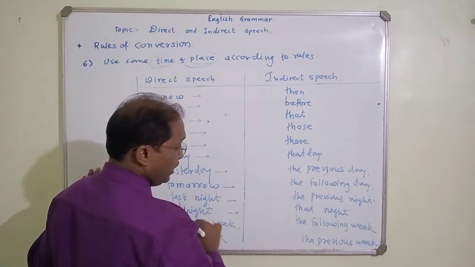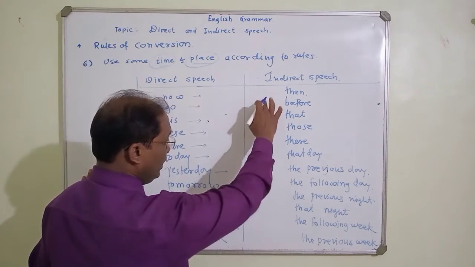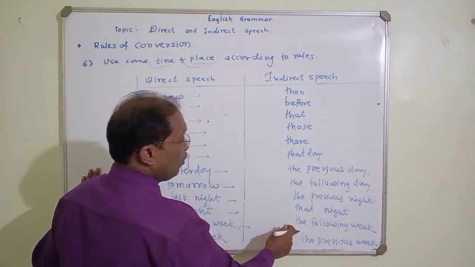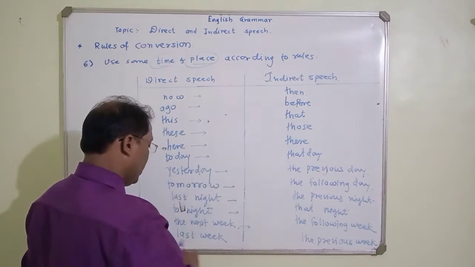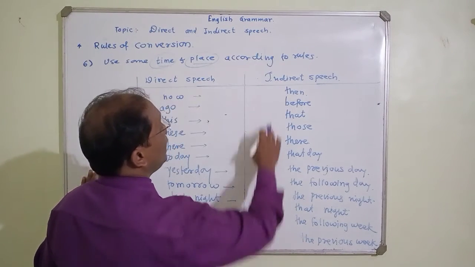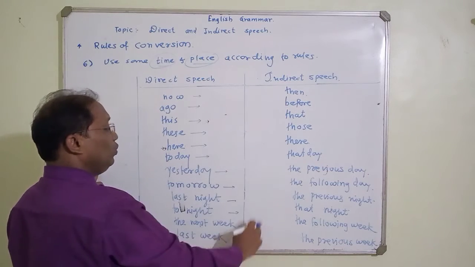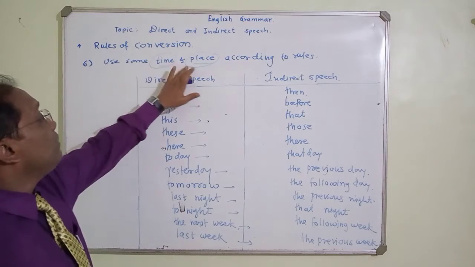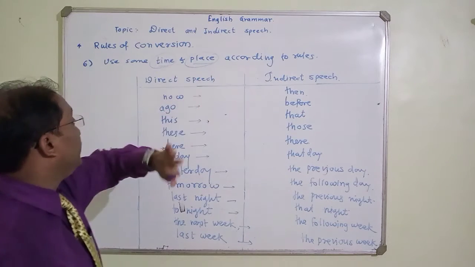Tonight, instead of that, we use "that night" in indirect speech. The next week, we use "the following week" in indirect speech. The last week, instead of that, we use "the previous week" in indirect speech. According to that, we will follow the time and place rules accordingly.